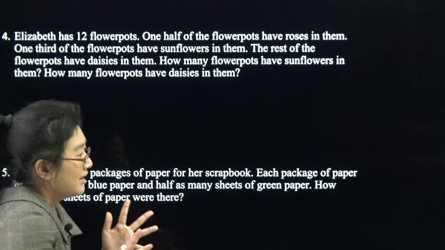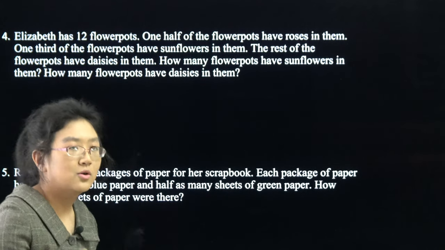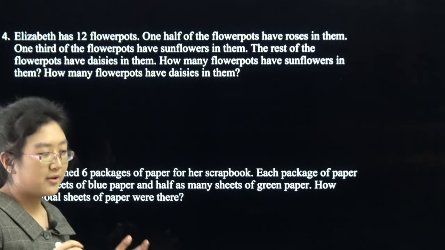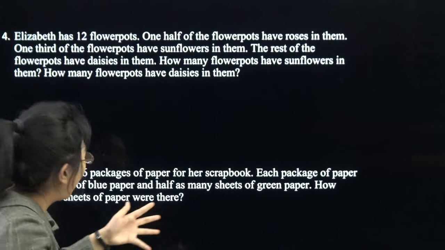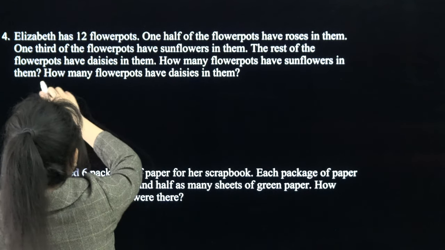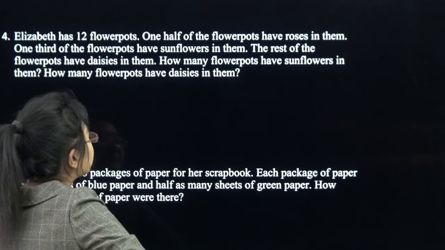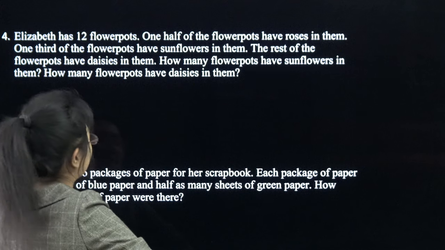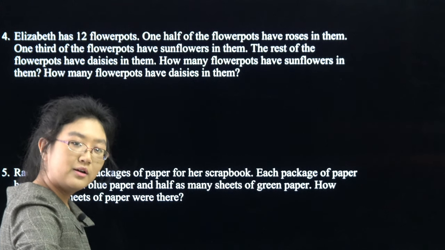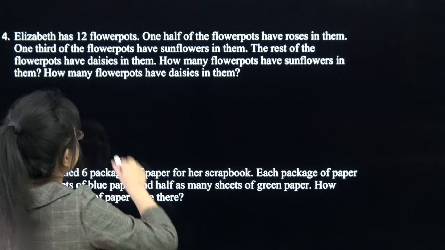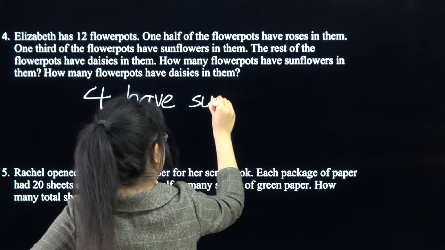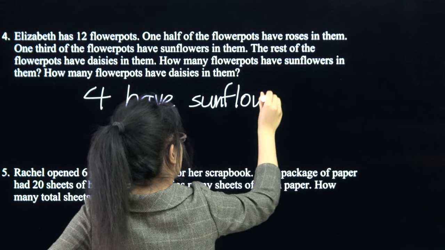Well, sunflowers, right? I know that it wants you to model or draw 12 flower pots and then divide them into groups and all that, but no, just no, just divide. Division. We learned this for a reason. Anyhow, one third of the flower pots have sunflowers in them. Well, I guess we have the number of flower pots with sunflowers. It's one third times 12, otherwise known as 12 divided by 3, which is 4. 4 have sunflowers. Whoa.